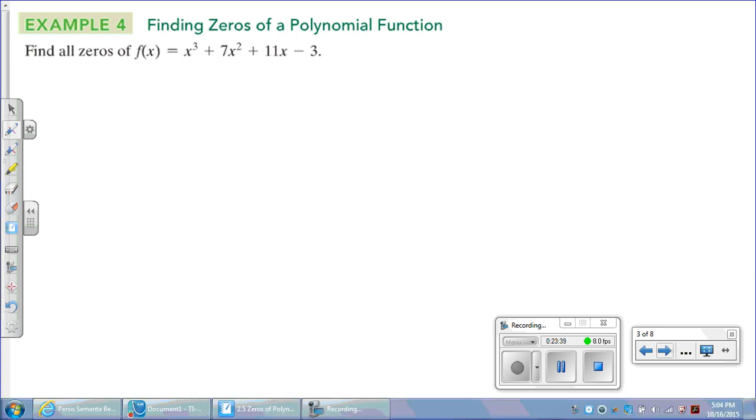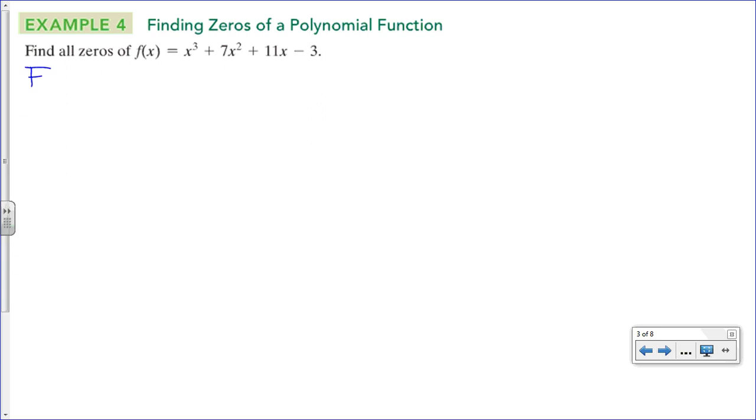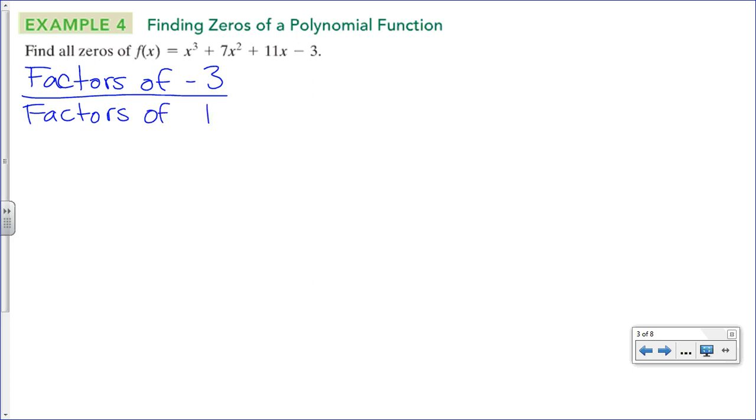So we start again. We cannot factor this polynomial. So we start by using the rational zero theorem. So we have to list the factors of the constant term, which is -3, and divide them by the factors of the leading coefficient, which is +1. Factors of -3 are positive and negative 1, positive and negative 3. Factors of 1, positive and negative 1.